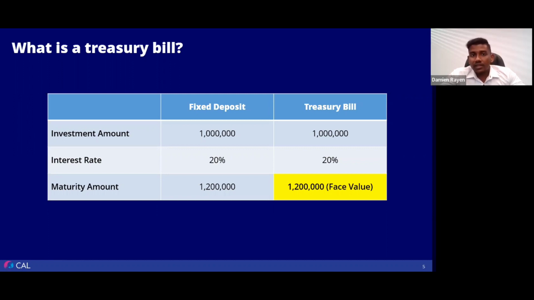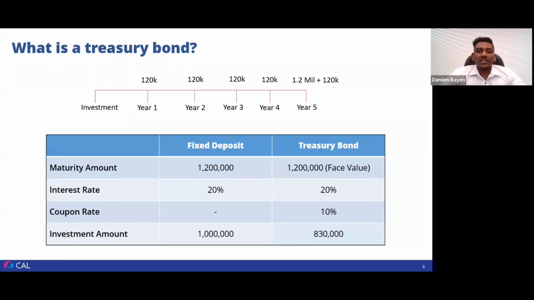So it's very similar to a fixed deposit, only difference being the terminology that we use. So next is the treasury bond. So treasury bond is slightly different to a treasury bill.